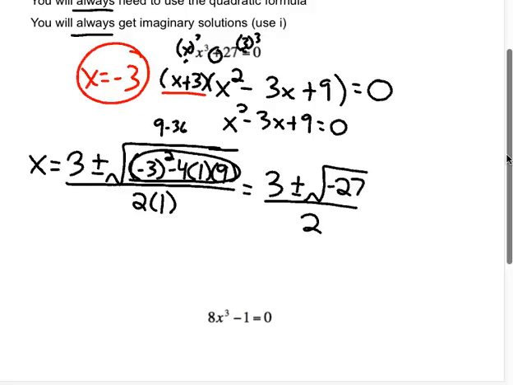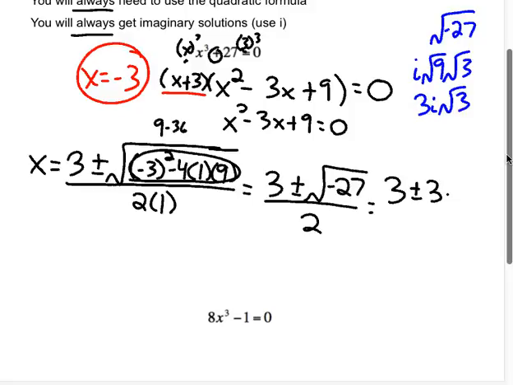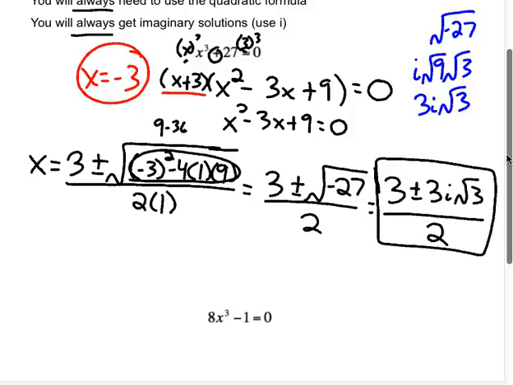That square root of negative 27. I'm going to do a little scratch work over here because the fact that it's negative means I need the i. And 27 can actually break down using a perfect square. Okay, 9 and 3 make up 27. And again, the reason I would do this is because the square root of 9 is 3. So this is going to become 3 plus or minus 3i square root of 3, all over 2. And that is how you get your 3 solutions.